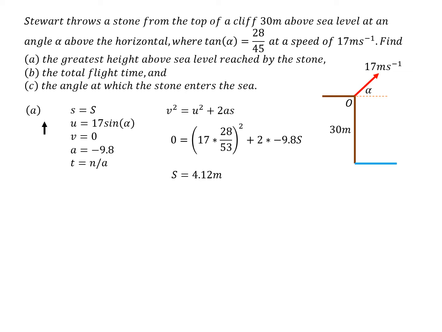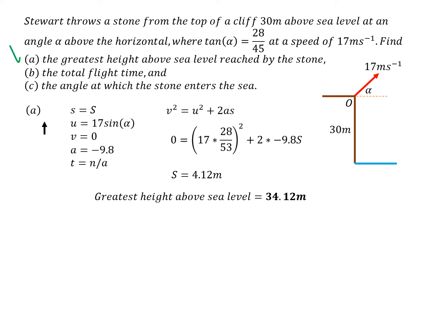But remember, that is just the distance from the top of the cliff. The question asks us for the greatest height above sea level. So we need to add 30 to that. The greatest height above sea level is 34.12 meters. So that's part A complete.